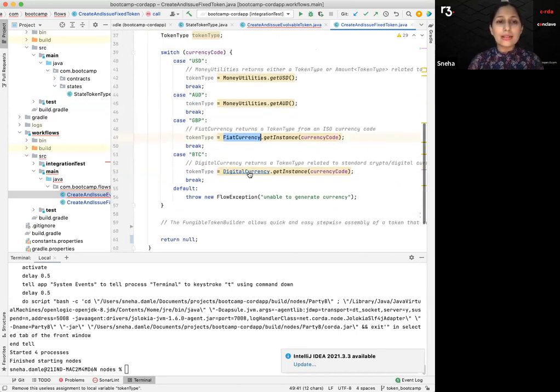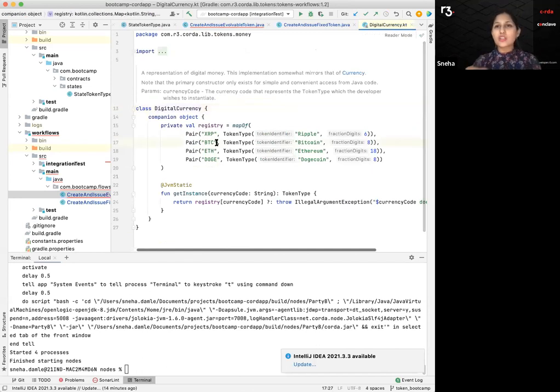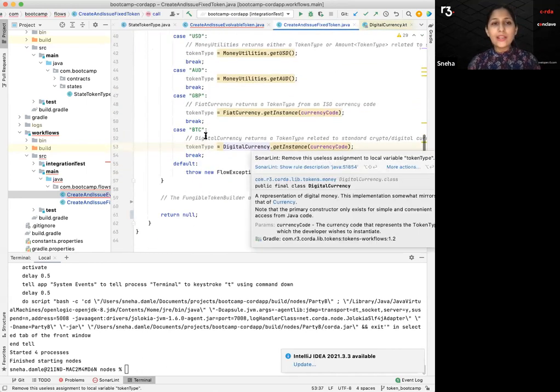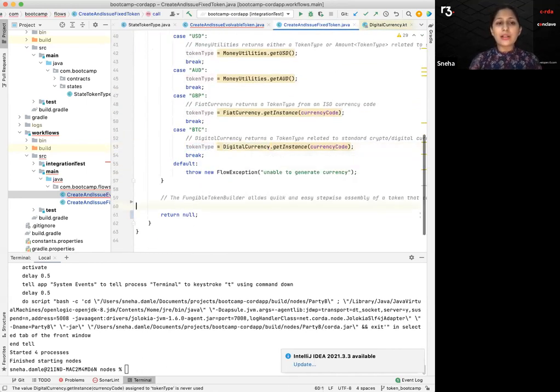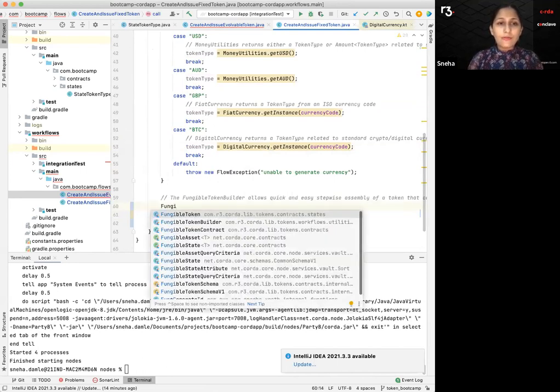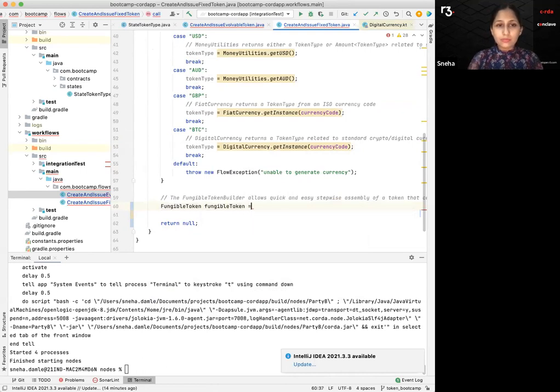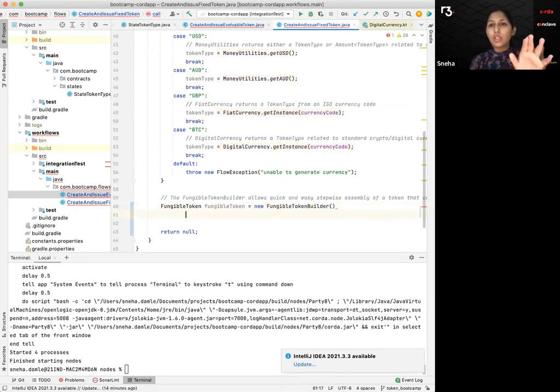You can also use this digital currency class, which gives you instances of, let's say, XRP, Bitcoin, Ethereum, and so on. So once we have the token type, the next part is very simple. You just go ahead and again use the fungible token builder to issue fungible tokens. Now this is going to be similar to the non-fungible token. It's just that we need to specify the amount as well.